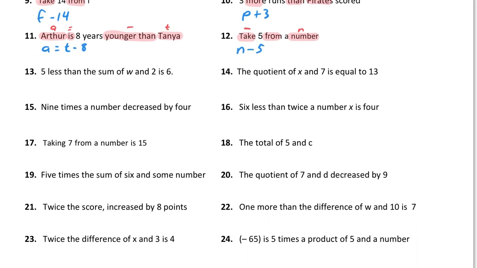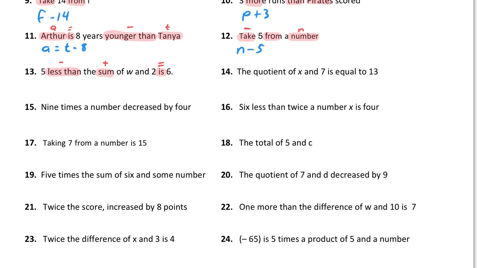Next, we have 5 less than. There's a key phrase. We have some, and we have is. Let's name these things. Less than means we're subtracting and changing the order. Some means we're adding, and is means that's an equal sign.